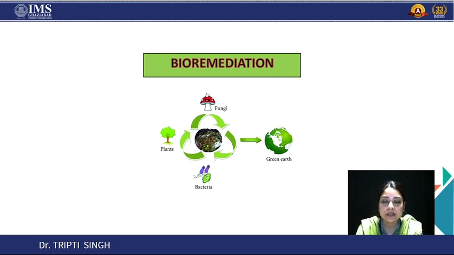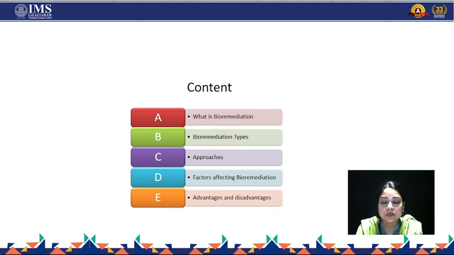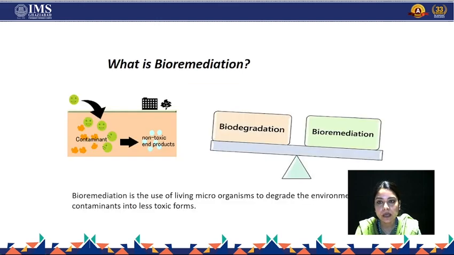Today we are going to discuss the topic bioremediation, which includes what is bioremediation, what are its types, what are the different approaches, factors affecting bioremediation, and what are the advantages and the disadvantages. Now, what is bioremediation? It is the process in which living organisms are utilized to degrade environmental pollutants and toxic chemicals.